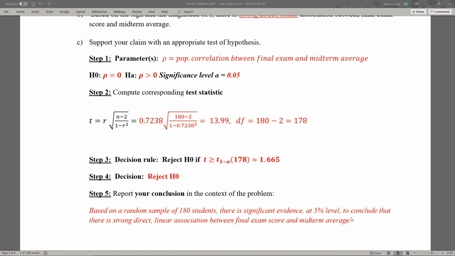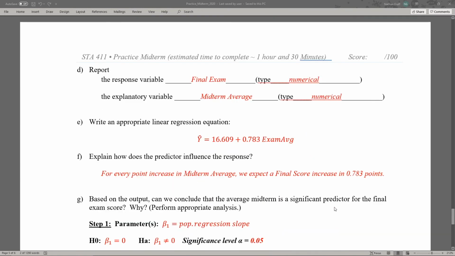Next, we have to fill in some blanks. Here it's asking for the response variable, which in this case is the final exam score, which is a numerical type of variable. Then our explanatory variable is the midterm average, which, like the final exam score, is also numerical.